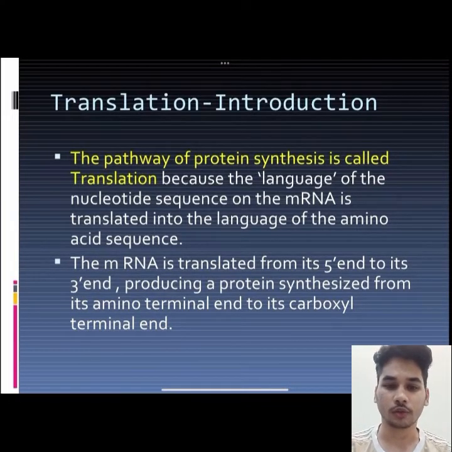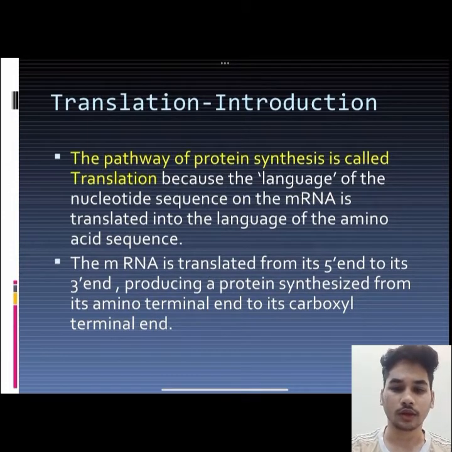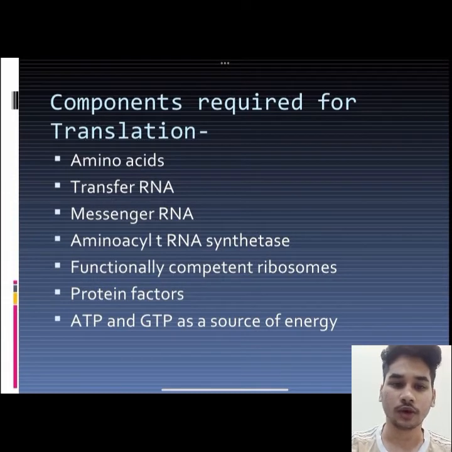So it is the pathway of protein synthesis, and it is the language of the nucleotide sequence on the mRNA. It is translated into the language of the amino acid sequence. So the mRNA is translated from its 5' end to its 3' end, producing a protein synthesized from its amino terminal end to its carboxyl terminal end. So the components required for translation are amino acids, transfer RNA, messenger RNA, amino acyl tRNA synthetase, functionally competent ribosome, protein factors, ATP and GTP as a source of energy.